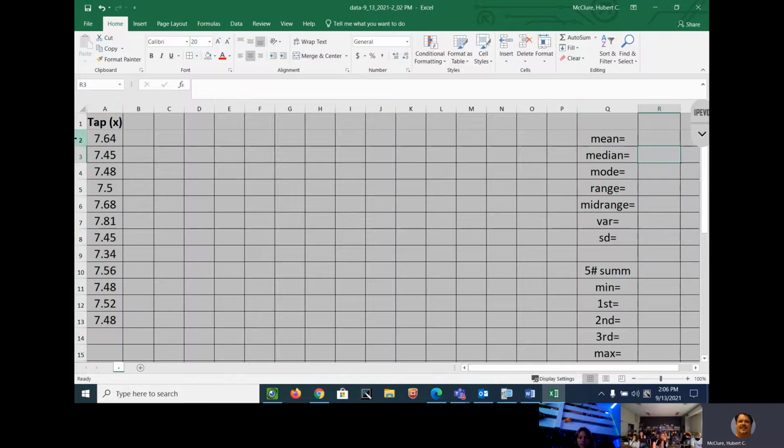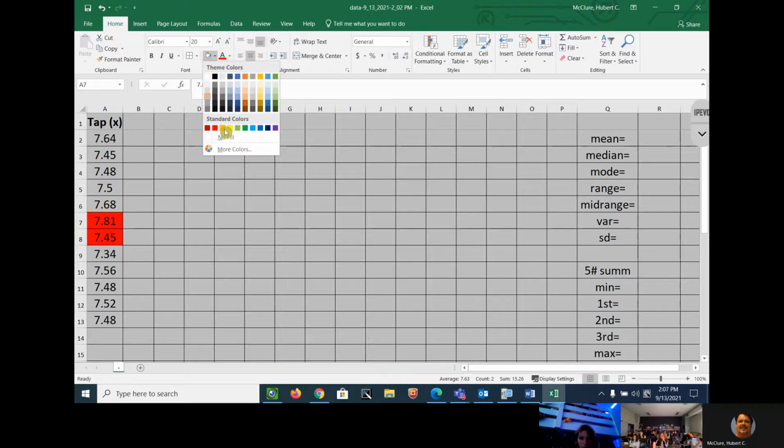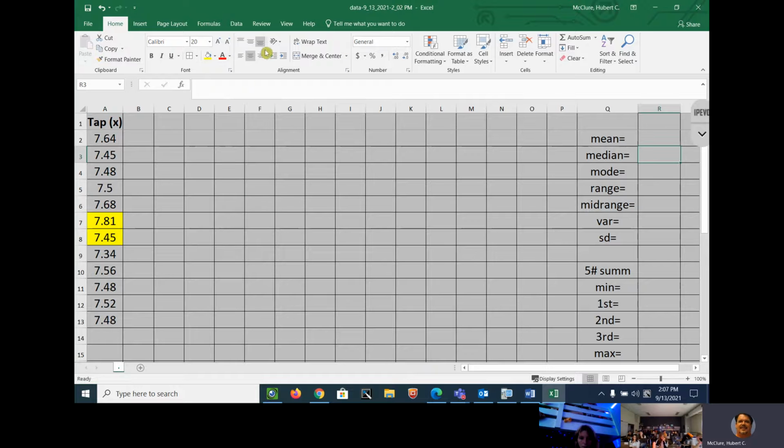Now the median, how many numbers do we have? 1, 2, 3, 4, 5, 6, 7, 8, 9, 10, 11, 12. So that means the middle two numbers, 1, 2, 3, 4, 5, 6, are going to give us our median. So I'll highlight those yellow, which is also going to be this number and that number.